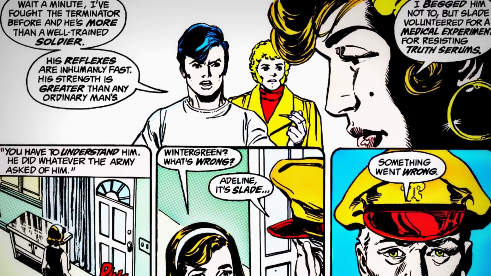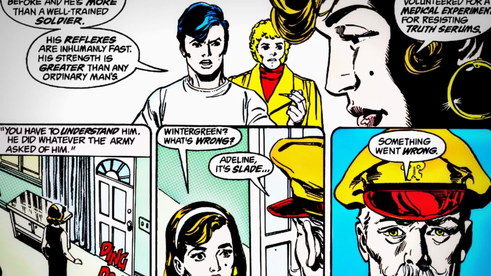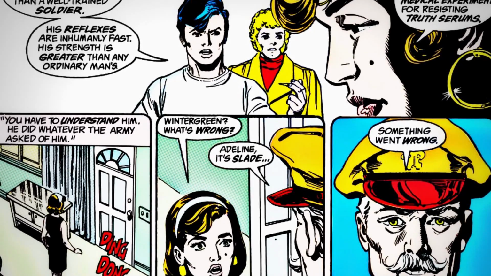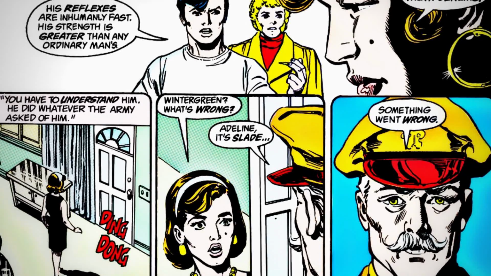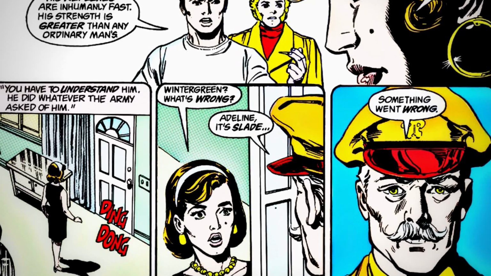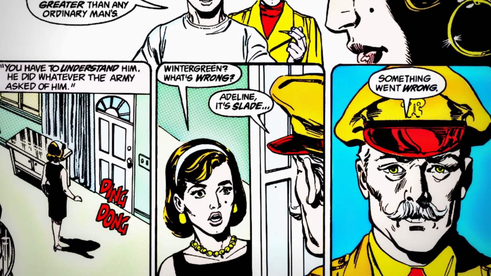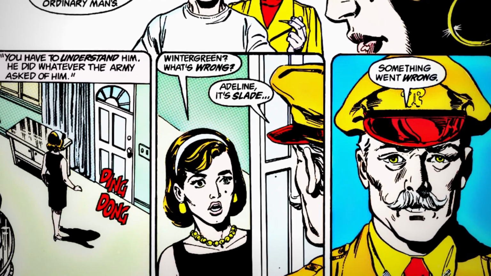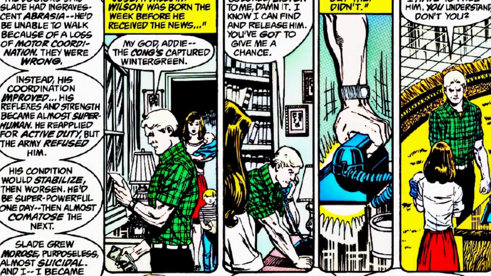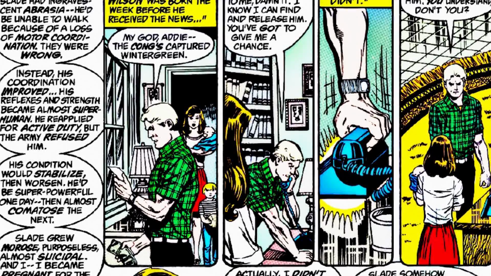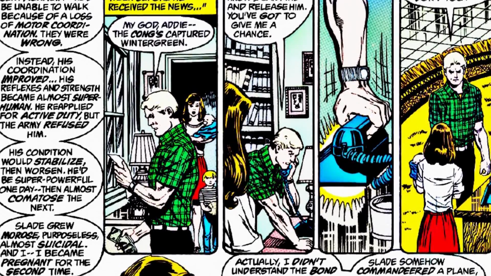At this point, Dick Grayson interrupts her story, saying that the Deathstroke he fought was more than a soldier. He had abilities that gave him strength well past a normal human, and godlike reflexes. Adeline tells Dick that Slade had volunteered for an experimental medical procedure on behalf of the military, which was designed to help soldiers resist truth serums, but ended up going horribly wrong, with the adrenal hormones used in the experiment sending his body into shock. Doctors told Slade he would not be able to walk due to his coordination being destroyed, but the opposite took effect, and Slade gained inhumanly fast reflexes and superhuman strength.